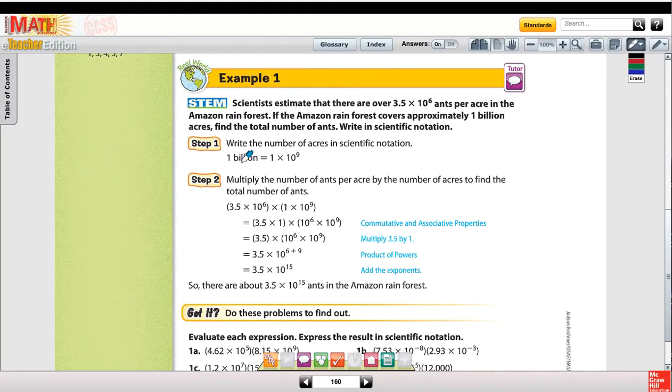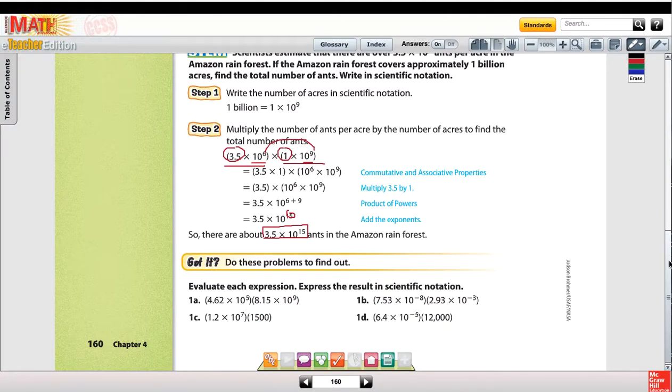So for the example here, we have a multiplication problem with two numbers written in scientific notation. So we're going to multiply the 3.5 and the 1 to get 3.5, and then since 10 to the 6th and 10 to the 9th have the same base, we can add the exponents. So 6 plus 9 is 15. So we have 3.5 times 10 to the 15th when we multiply those.